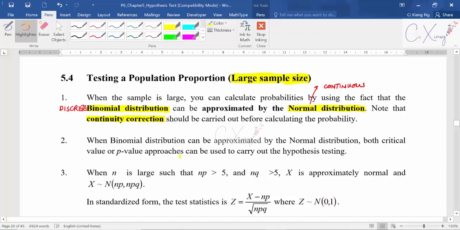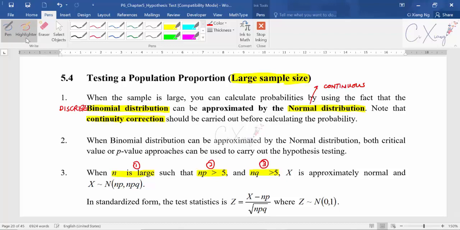All right, so when are you going to change binomial to normal? You need to make sure that your np is greater than 5, nq is greater than 5, and also n is large. So there are three conditions that must be fulfilled when you want to change binomial to normal. And when you change binomial to normal, then the normal mean is np, the variance will be npq. So this part is exactly the same as the AS syllabus that we learned before.